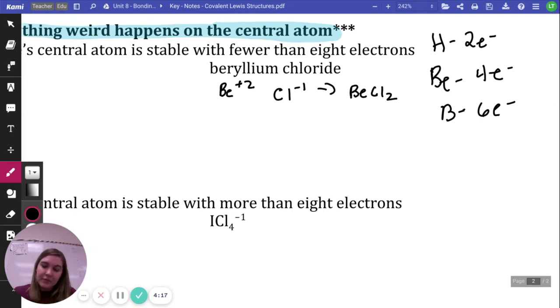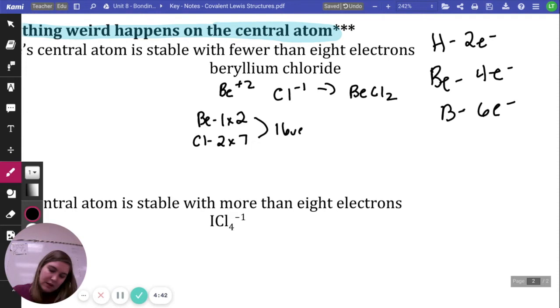Okay. So now that we have that, we need to determine our number of valence electrons. We have 1 beryllium, and beryllium is in group 2. That means it would have 2 valence electrons. We have 2 chlorines. Chlorine is in group 17, so it has 7 valence electrons. So 2 plus 14 gives us a total of 16 valence electrons to use.